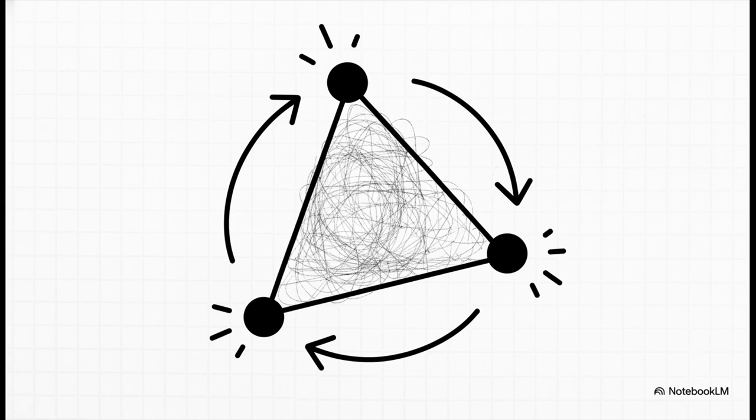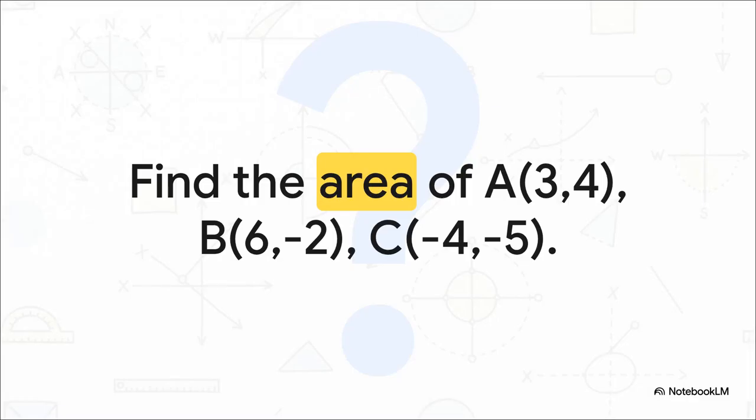And it cycles beautifully. Look at this. x1 pairs with the y's from points 2 and 3, x2 pairs with points 3 and 1, and x3 pairs with points 1 and 2. Now, don't let that long string of variables intimidate you.